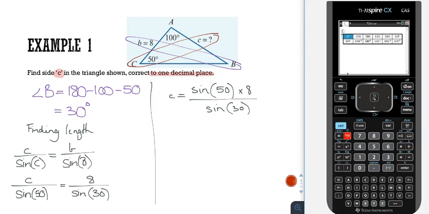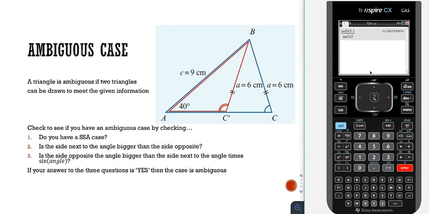So check to make sure you're in degrees. I am. So I'm going to do sine 50 times 8 divided by sine 30. I want that as a decimal. So 12.26, round it 12.3.